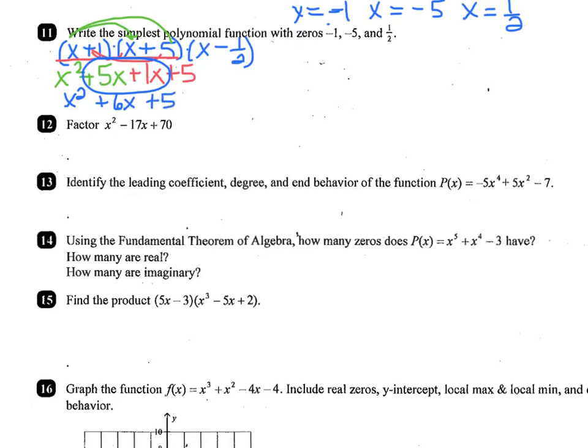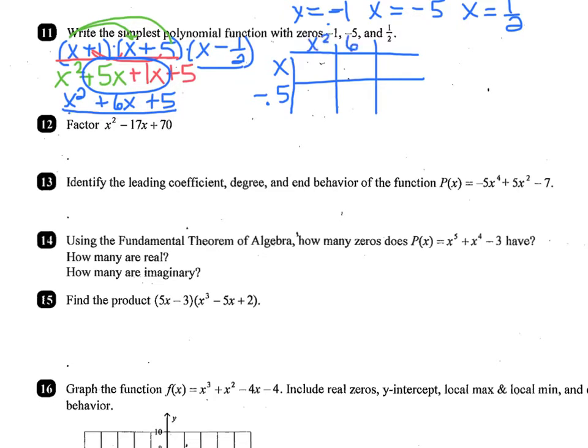Now we need to take that answer in blue and multiply it by the x minus 1/2. Since it's a 3 by 2, I'm going to make a 3 by 2 box for this. So on the side, I'll put the x and the minus 1/2, and I'll make it a decimal. And then I'll put the x squared, the 6x, and the 5 on the top. So now we'll go through and fill in the box.